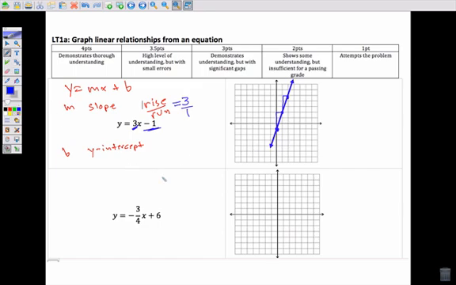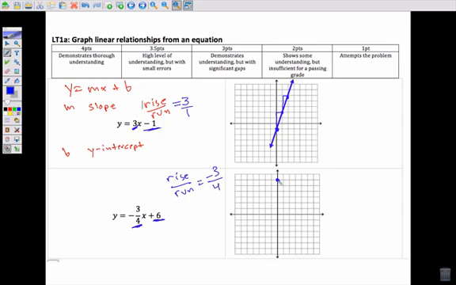Okay, pretty similar for the next one. We'll start with b, which is our y-intercept. And that in this one is 6. So we'll start up here at 1, 2, 3, 4, 5, 6. Then we have a slope of negative 3/4, or negative 3 over 4. So that means our rise over run equals negative 3 over positive 4.